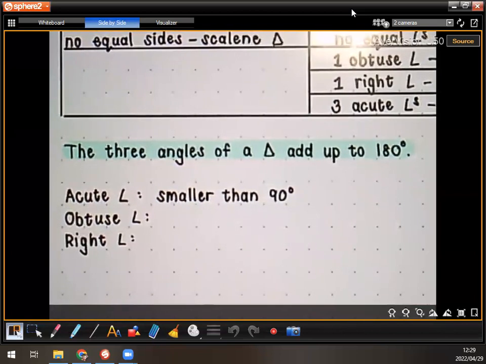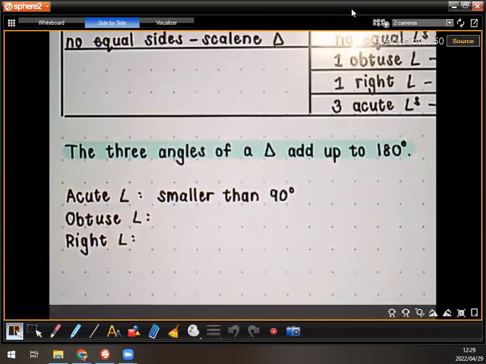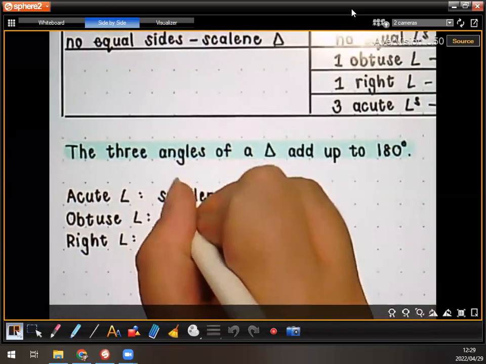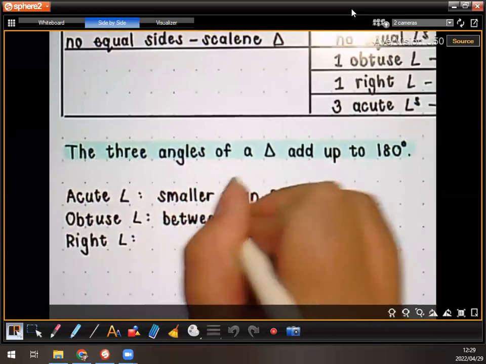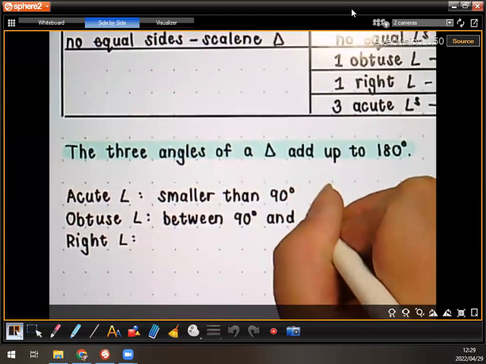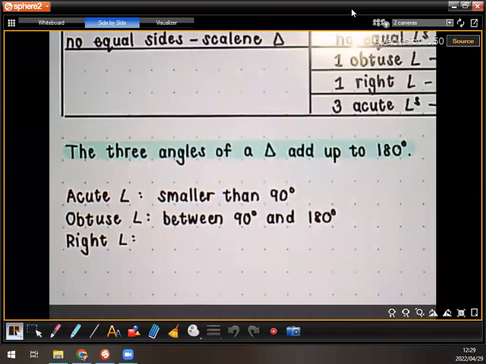You can have 70 and 70 and 40. That is three angles that add up to that. Okay, obtuse angle, what's that? Yes. Bigger than 90. I'm going to put another limit on it though. It's between 90 and 180. You might not know that section. All right, but an obtuse angle is between 90 degrees and 180 degrees.